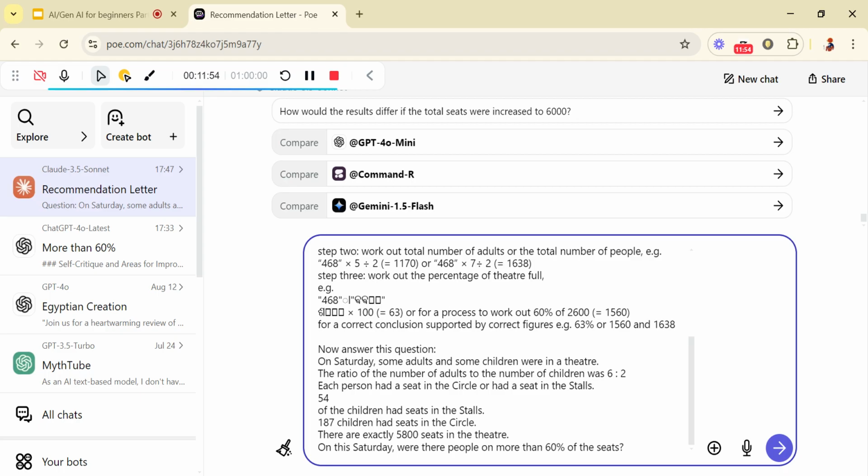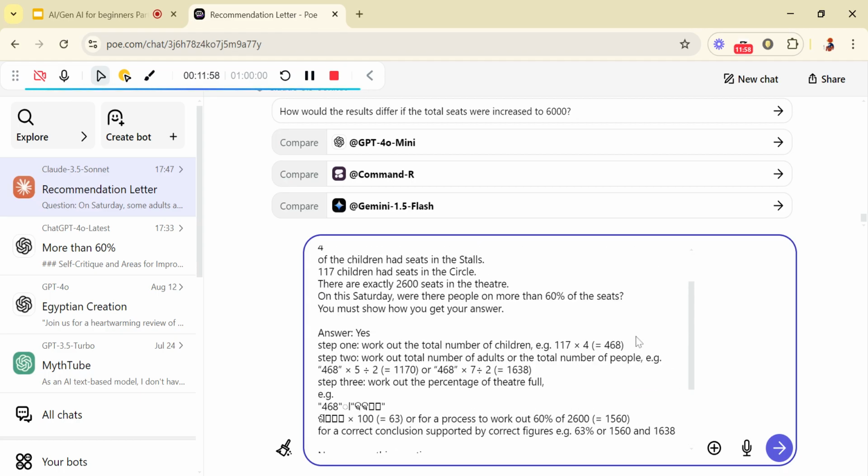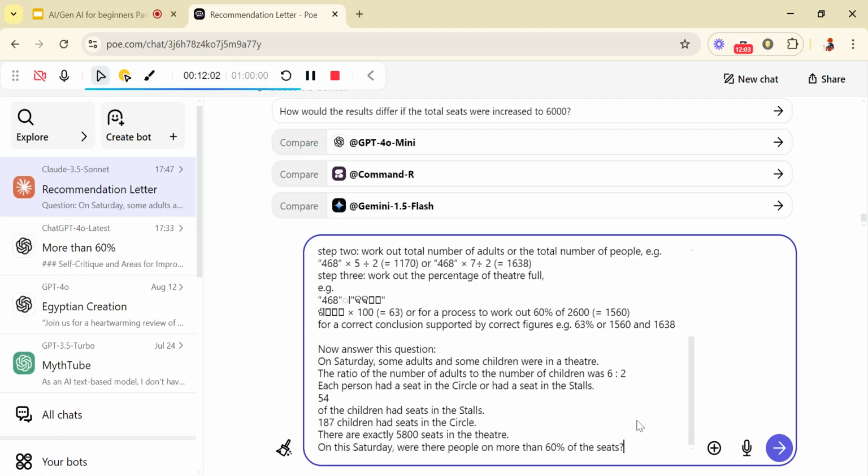Now, here is the prompt. The difference is that not only has it given us the correct answer, I've also put in the steps for how that answer was achieved. Then I've asked it the question it should be answering.